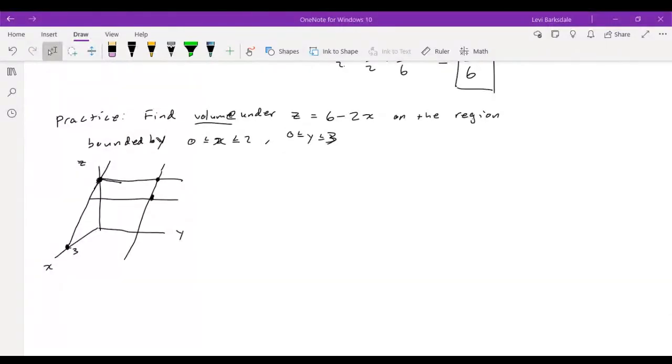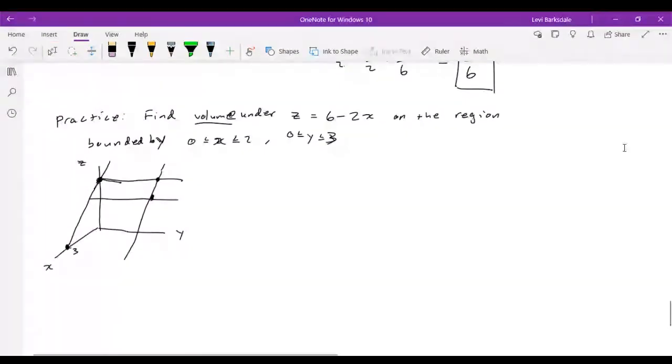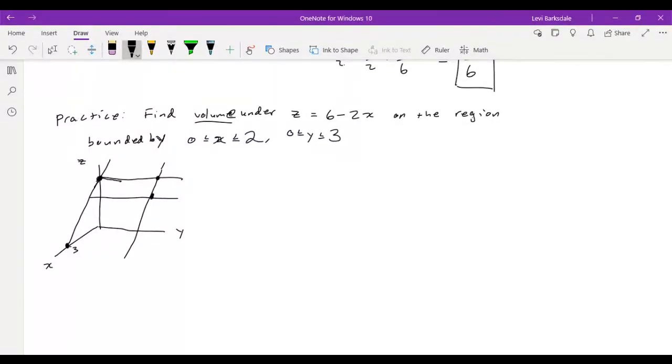Is x until 2 or 3? That says 2. Sorry about my bad handwriting. That is a 2. This is a 3. This was just kind of to illustrate the plane itself. Technically, this would be a 3 right there, but it doesn't actually have any impact on this problem here.